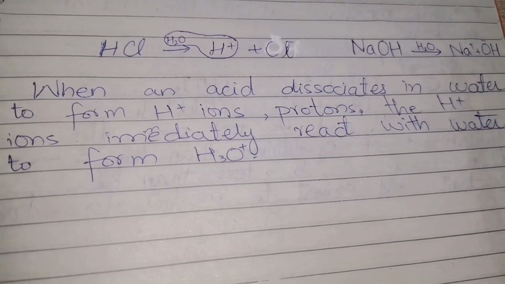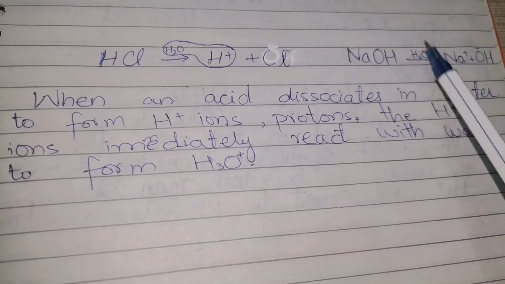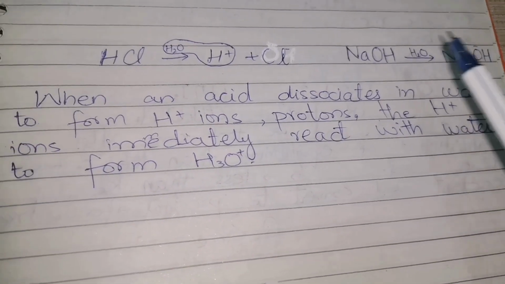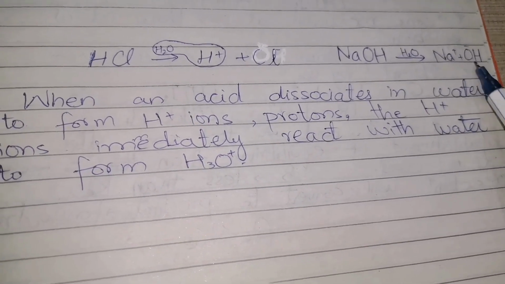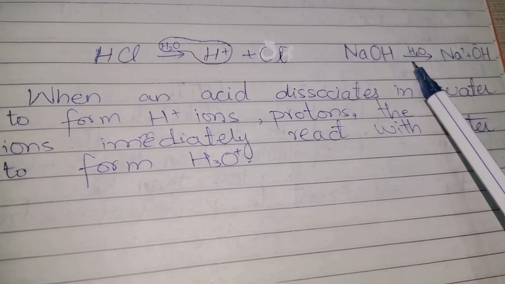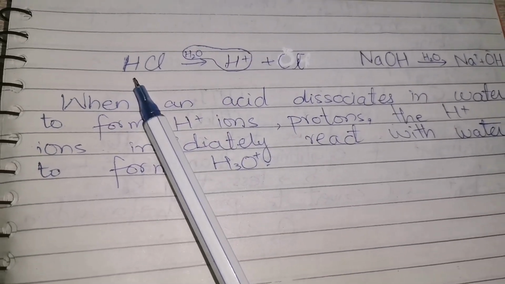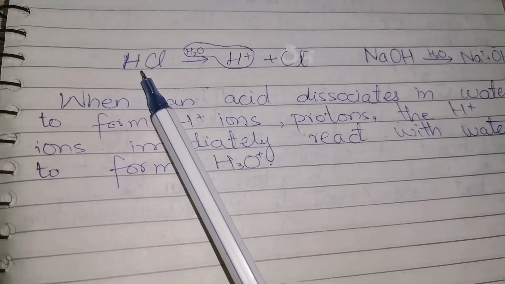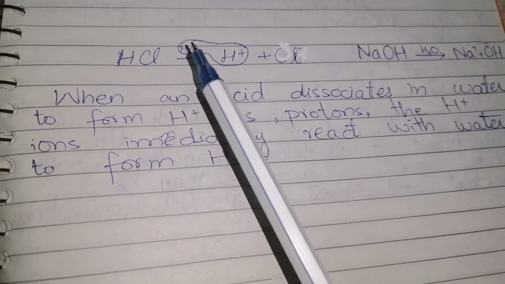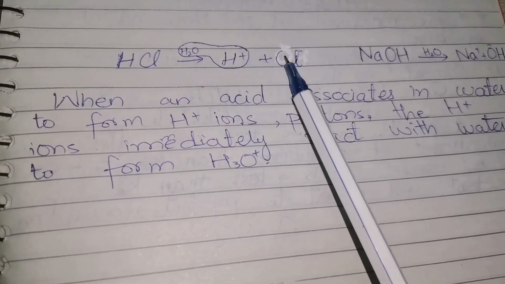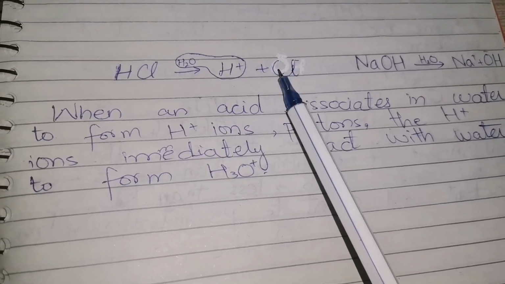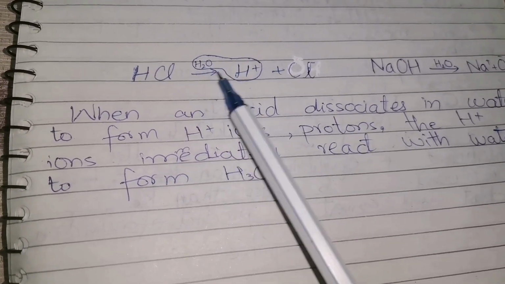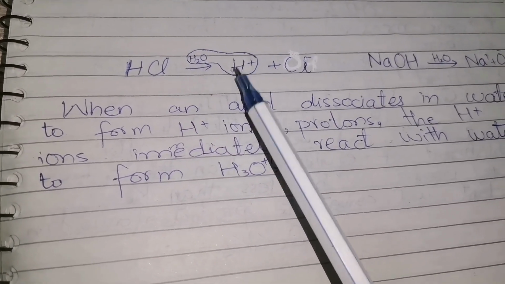According to the Arrhenius concept, NaOH is a substance that in aqueous solution dissociates into Na positive and OH negative. A base is a substance that gives OH negative in aqueous solution. So, an acid is also a substance that gives H positive in aqueous solution. But here, when HCl dissociates in the presence of water, it forms H positive and Cl negative, a proton and chloride ion. This H positive, this proton, immediately reacts with H2O and forms H3O positive.